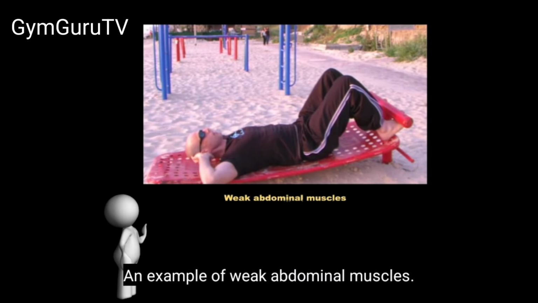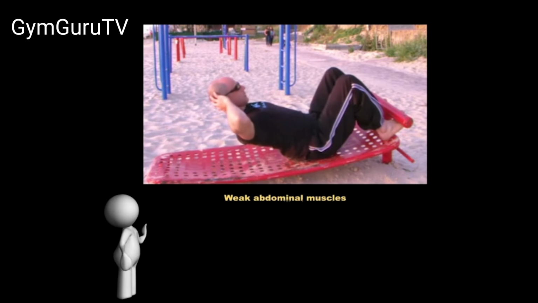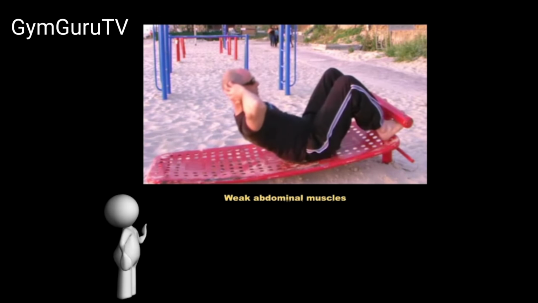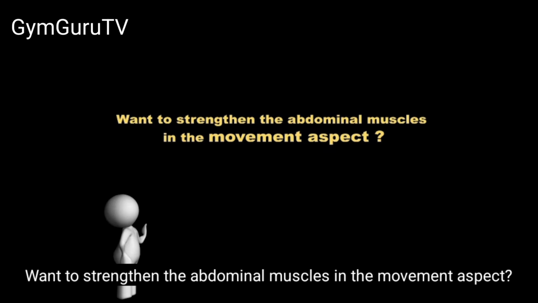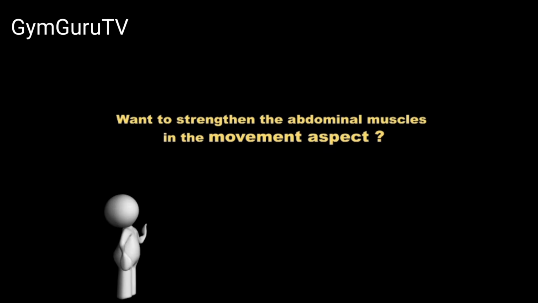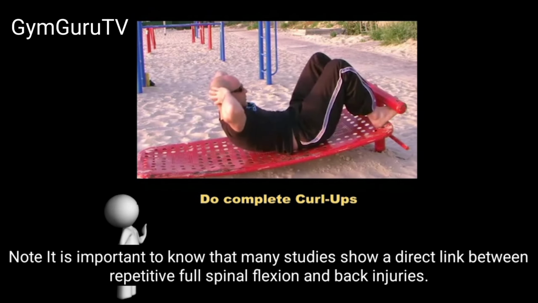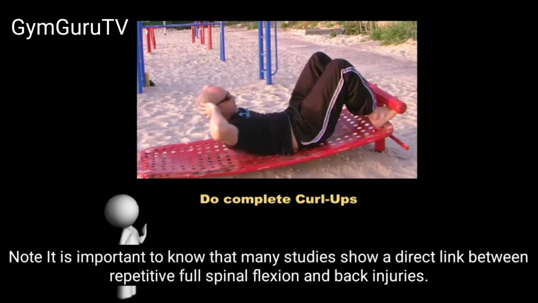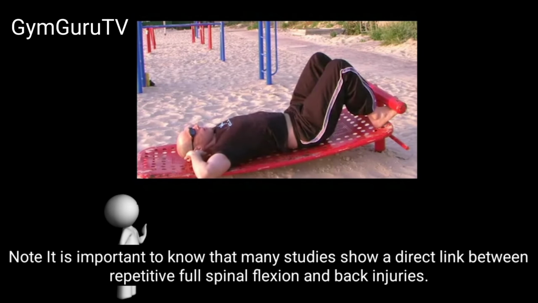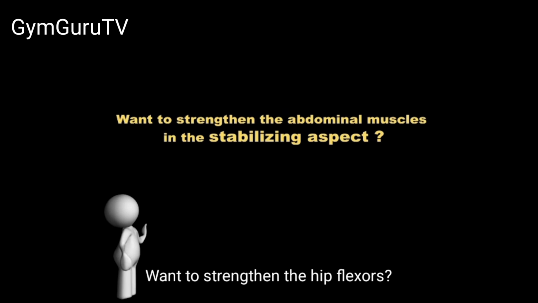An example of weak abdominal muscles. Want to strengthen the abdominal muscles in the movement aspect? Do curl-ups. Note, it is important to know that many studies show a direct link between repetitive full spinal flexion and back injuries. Want to strengthen the hip flexors?